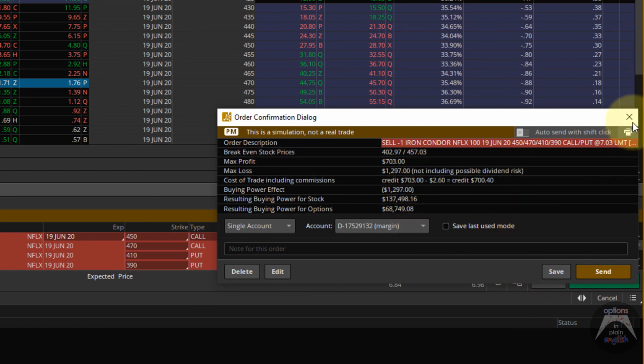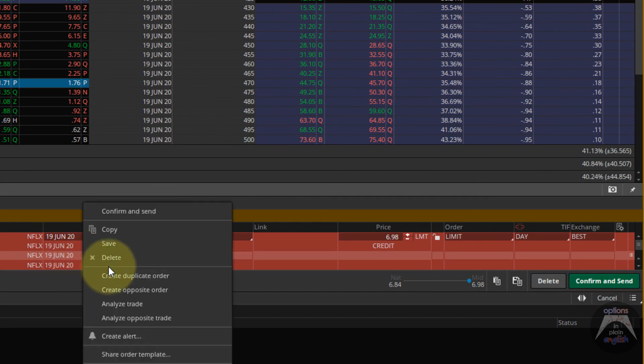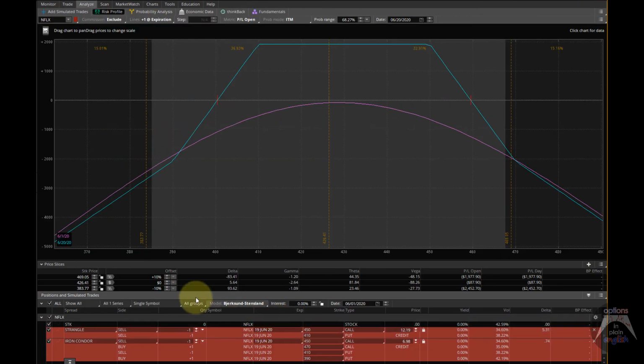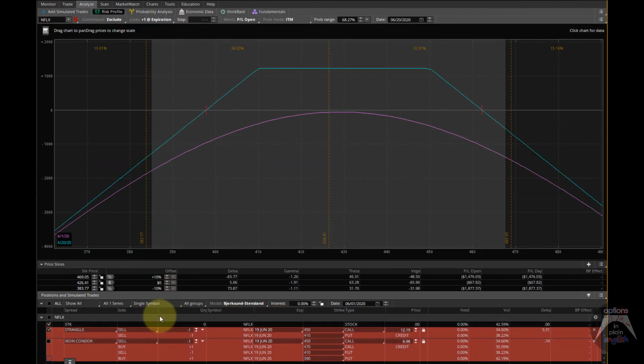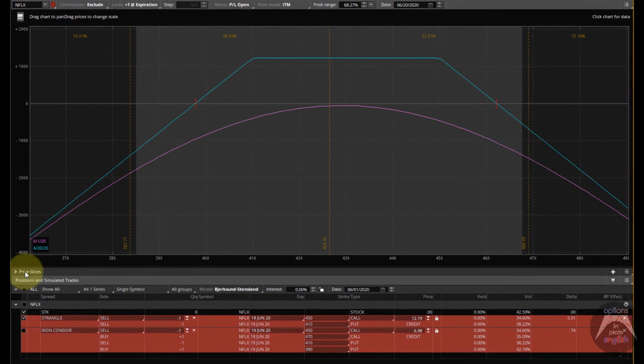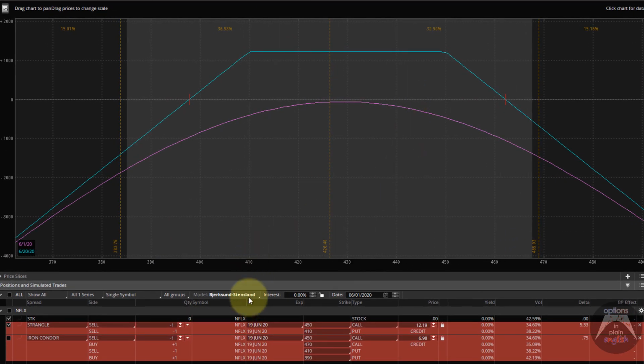Okay, so what I'm going to do here, same thing. I'm going to send this to analyze. We're going to take a look visually. I don't care about that. This is June 20th, so that's good. Okay, so this is the Strangle. The price is over here. This is where our short options are, 410 and 450, and altogether I'm getting 1222.